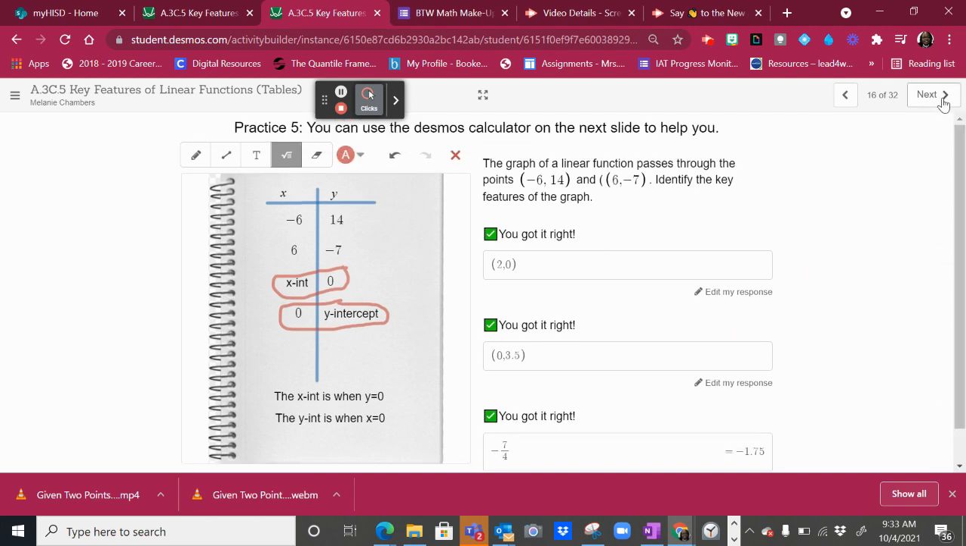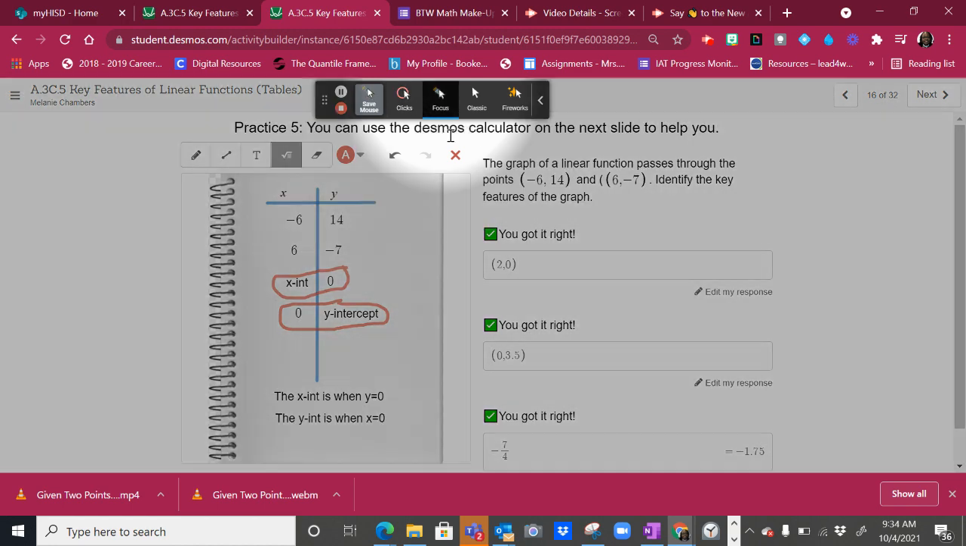Just to summarize what we just did, we found the x-intercept and the y-intercept, and the x-intercept was at 2, 0. Remember, the x-intercept is when the y value is 0. The x-intercept is at 2. That's where it crosses. The y-intercept is when the x value is 0. So here the x value is 0, and the y-intercept is at 3.5.